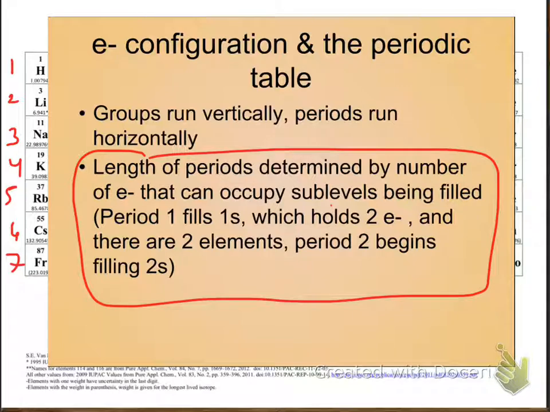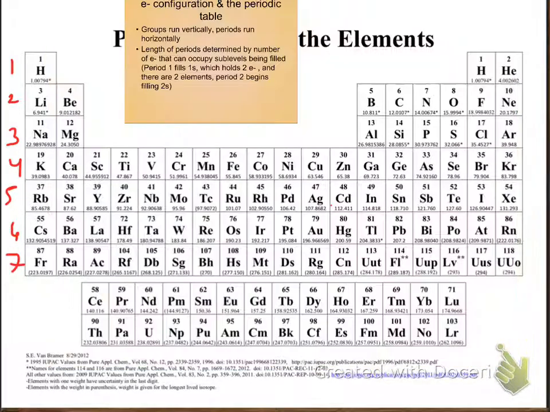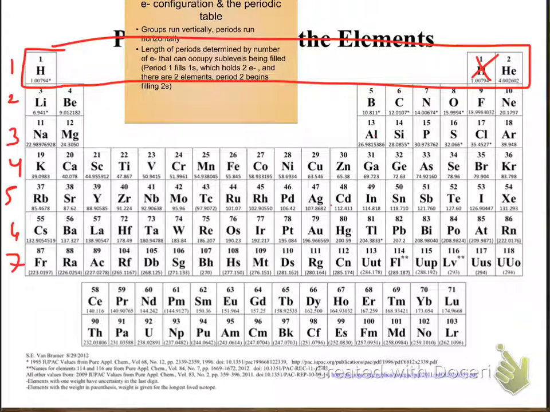We know that every time we move over one element on the periodic table, we add a proton. So we find 1 proton, 2 protons, disregard that second occurrence of helium or hydrogen. You'll understand soon. 3, 4, 5. Well, that also means we add an electron to any neutral atom. Okay, so now let's look at that sentence again. The first period fills 1s, which holds 2 electrons. Well, let's write the electron configuration for hydrogen and helium.